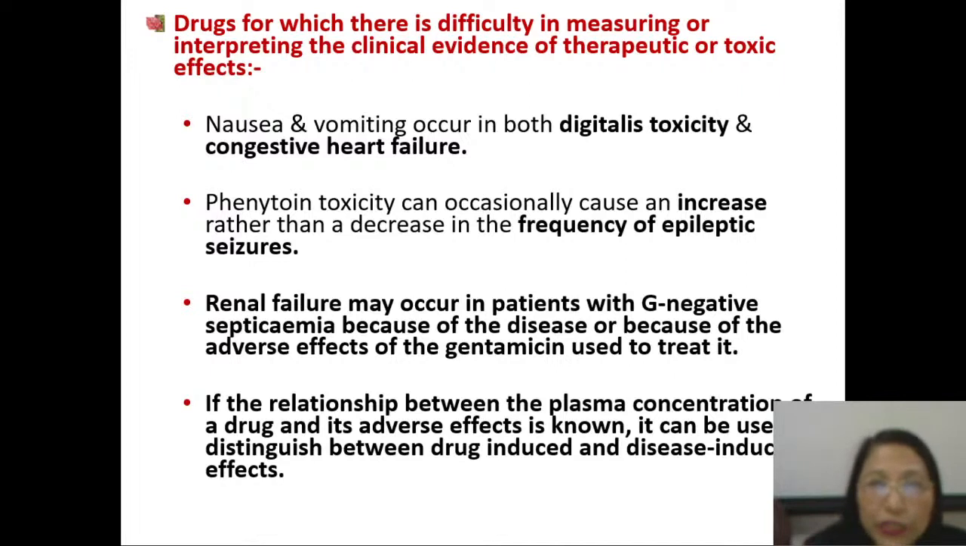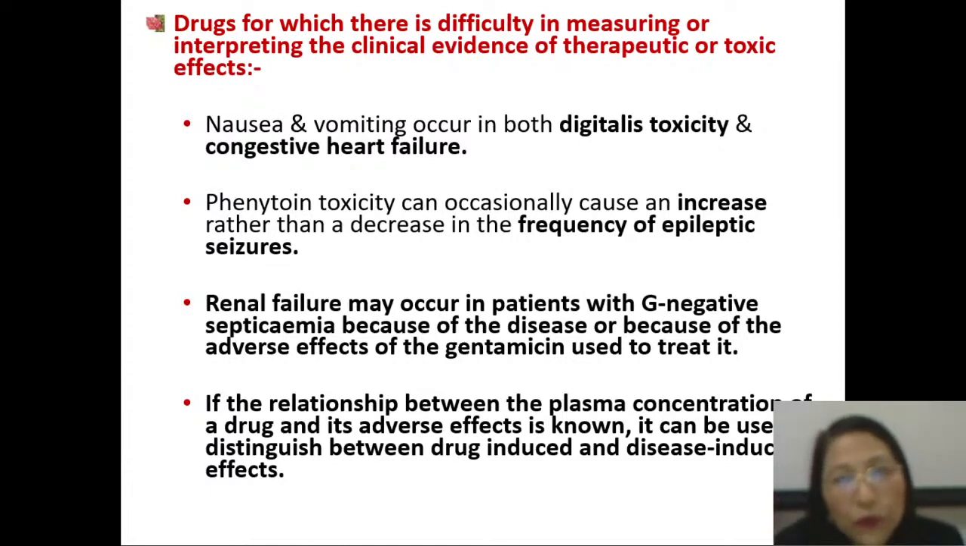So drugs for which there is difficulty in measuring or interpreting the clinical evidence of both therapeutic or toxic effects. For example, nausea and vomiting occur in both high digitalis toxicity as well as congestive heart failure. So we don't know whether it is a therapeutic failure or whether it is a toxicity. So in such cases, we may need to do therapeutic drug monitoring.